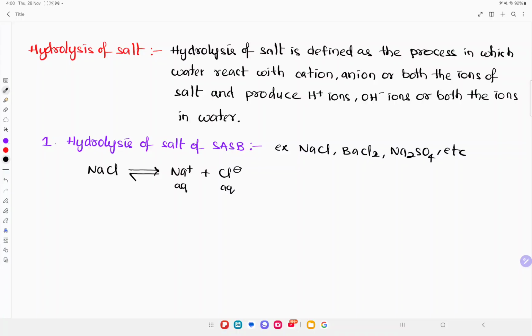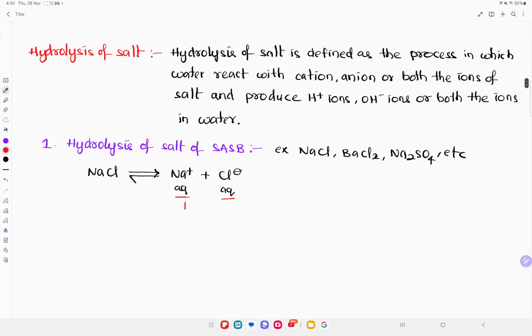Okay, what is Na plus ion? Na plus ion is the cation of a strong base, less reactive. What is Cl minus ion? Anion of a strong acid, that is also less reactive. Here both are less reactive. So since both are less reactive, cation does not undergo hydrolysis, anion does not undergo hydrolysis.